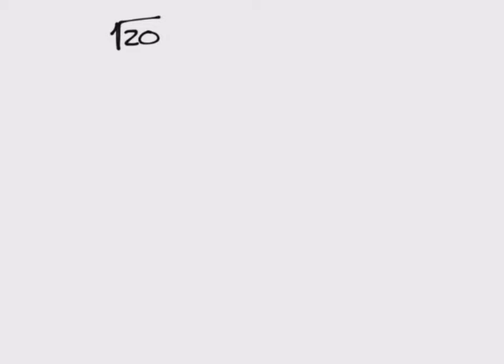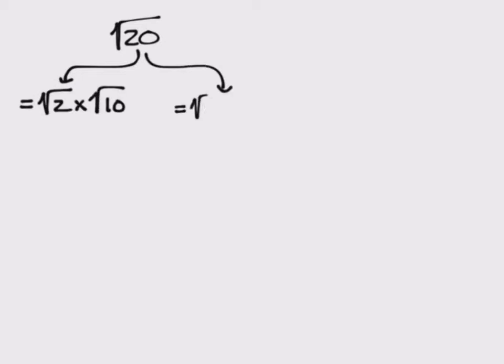Well, what we're going to do is write the square root of 20 as a product of two other square roots. Now we have some options here. We can write it as the square root of 2 times the square root of 10, or we can write it as the square root of 4 times the square root of 5. I would much prefer to write it as the square root of 4 times the square root of 5. Can you guess why? Because the square root of 4, that's a nice number. The square root of 4 is 2. So we can write this as 2 times the square root of 5.